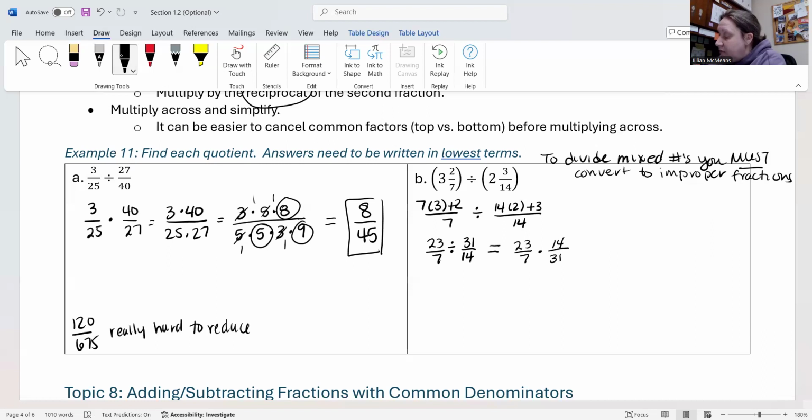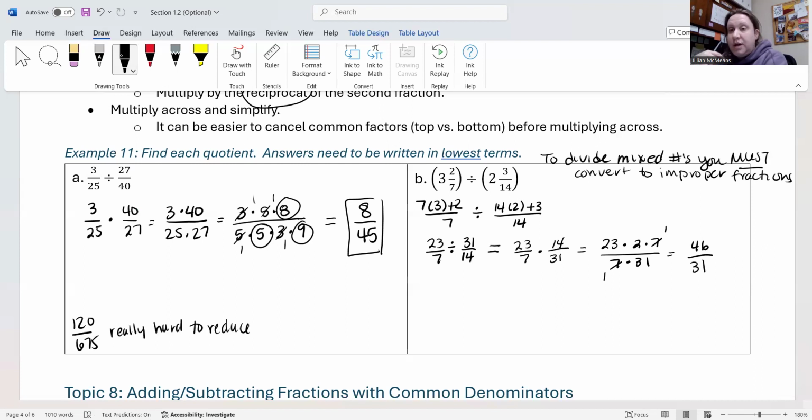We want to look for common factors. 23 happens to be prime, but 14 I could write as 2 times 7. So I'm going to break it down as 2 times 7. 7 is prime, 31 is prime, so that's as good as it's going to get. And I do notice that I have one factor that'll cancel. That's 7. So 7 divided by 7 just leaves a little 1 behind. So for the numerator, I get 23 times 2 times 1. So I get 46. For the denominator, I just get 1 times 31, or 31.